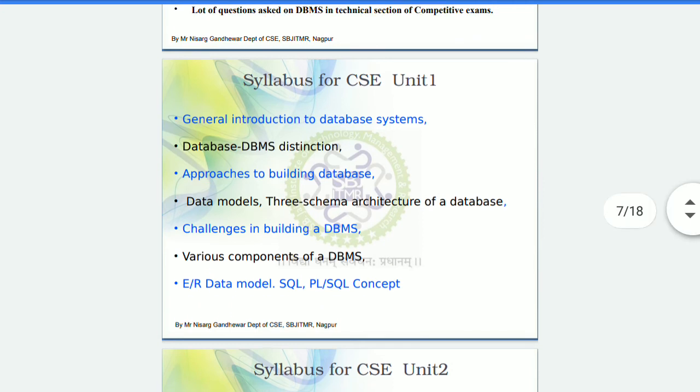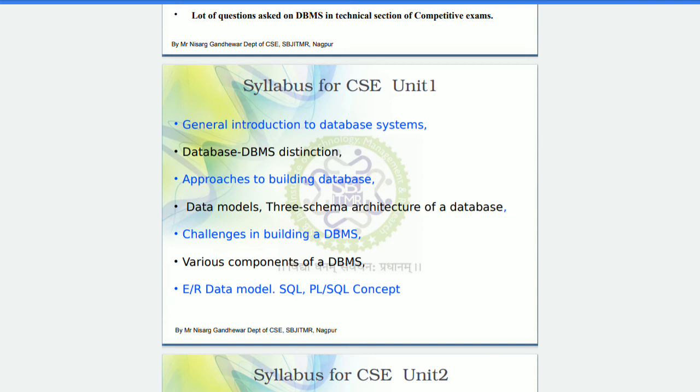The most important part in using a database is what? SQL. SQL stands for Structured Query Language. At the initial stage I told you that you require a basic knowledge of any programming language. Why? Because here we are going to learn the concept of SQL. Similarly we are going to learn the concept of ER diagram also. Now what is the ER diagram?